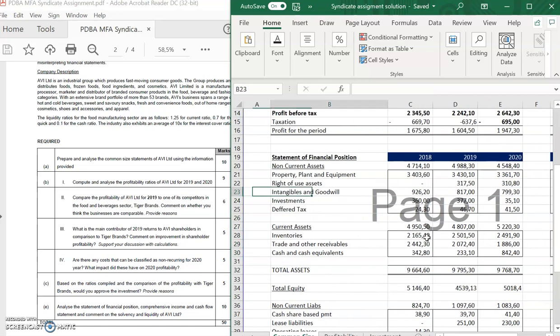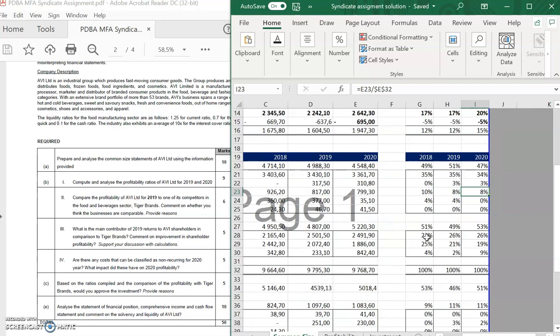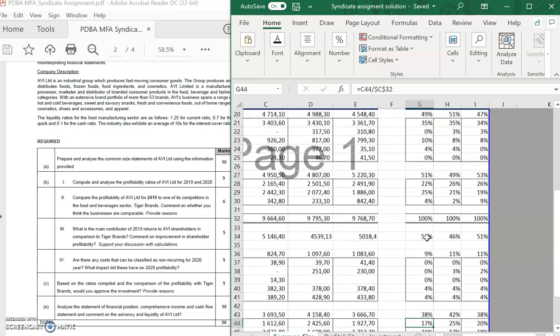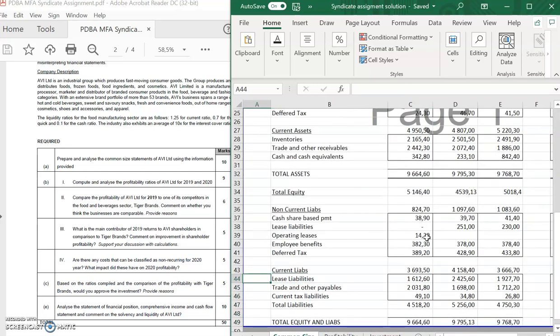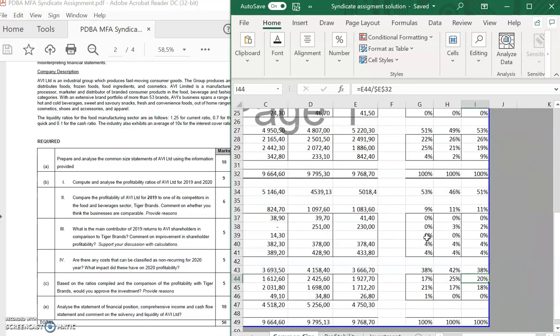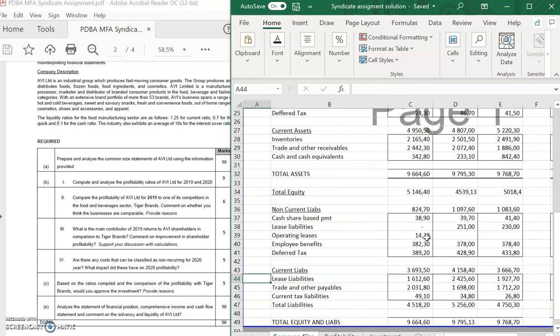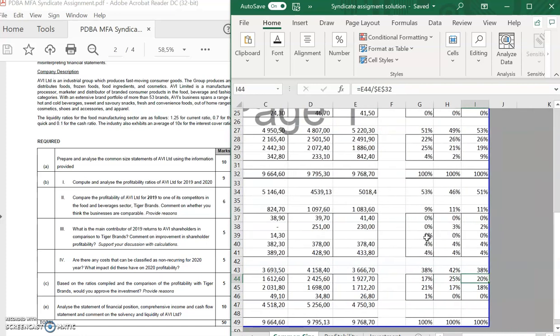Some people chose to also comment on the intangibles and goodwill. They remained stable for the last 2 years, but there was a slight decrease in your intangibles and goodwill. And then all the other items are quite small besides your liabilities. If we look here, your lease liabilities as a percentage of total assets went from 17% to 25% to 20%. Your lease liabilities, you can combine with these liabilities here.